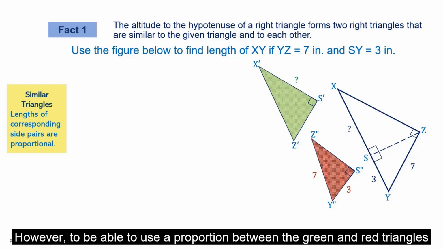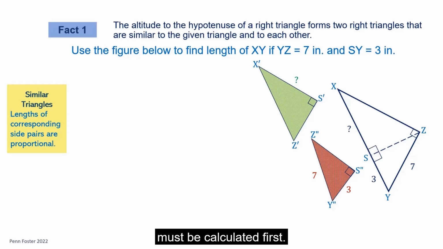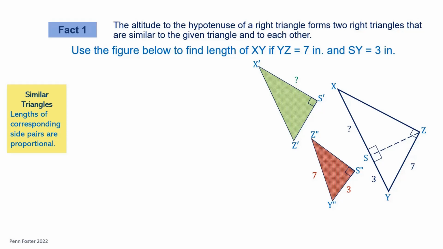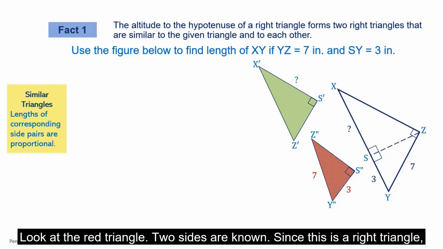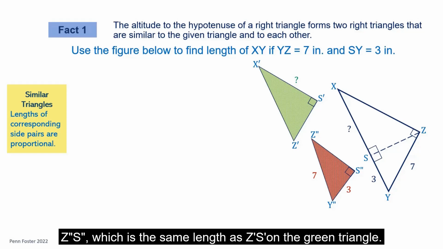However, to be able to use a proportion between the green and the red triangles to find the length of X'S', another side on the green triangle must be calculated first. Look at the red triangle. Two sides are known. Since this is a right triangle, the Pythagorean theorem can be used to find the third side, Z''S'', which is the same length as Z'S' on the green triangle.